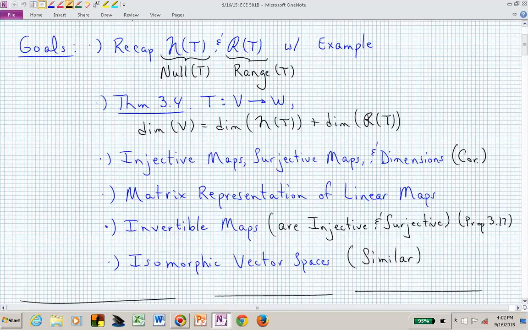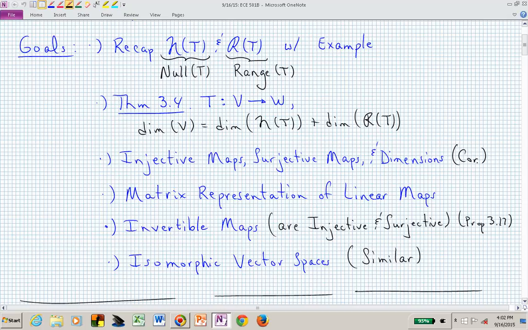We will look at Theorem 3.4 and actually try to prove it or show where that's coming from. It now gives us a relationship between these subspaces. It talks about the dimension of the null space of T. Again, that's in a different vector space. And the sum of that with the dimension of the range space actually equals the dimension of the underlying domain space.